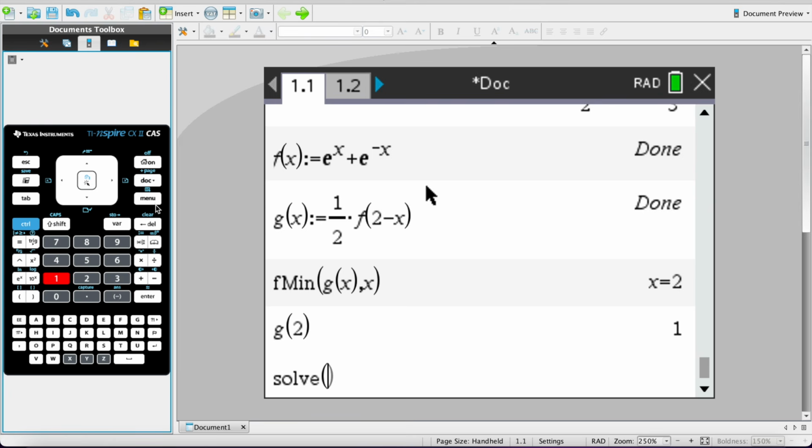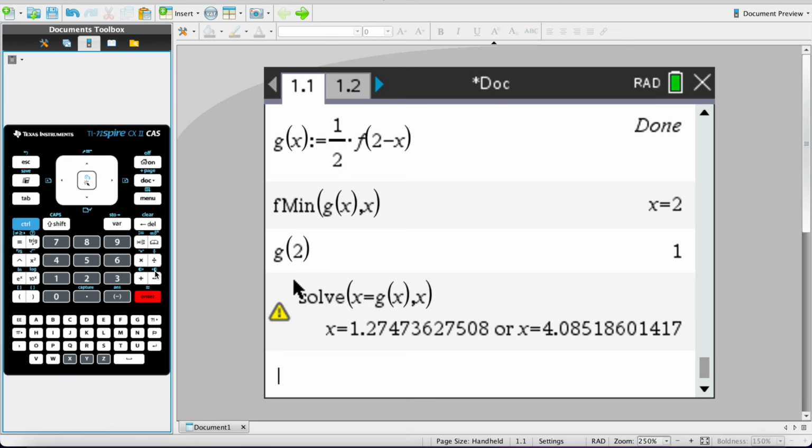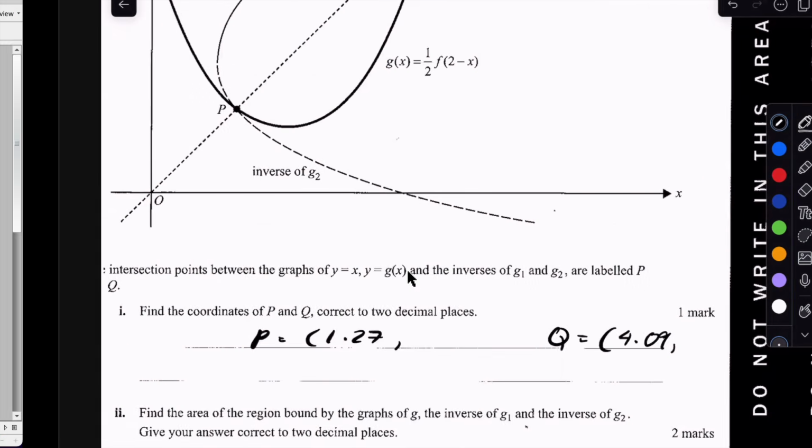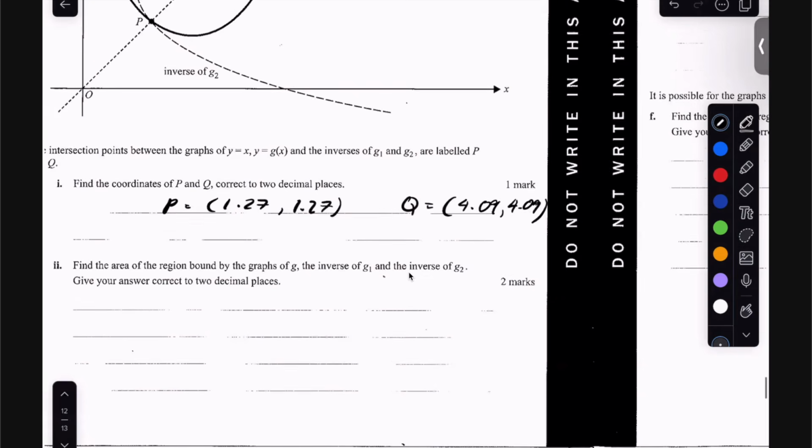Just menu 3 1, x is equal to g of x, comma x, and it's to 2 decimal places. So p is the smaller one, so 1.27, 2 decimal places, and we need the y. And q is equal to 4.09. So we just need to sub these into x. Oh, so if it's x, then the y coordinate is exactly the same. So 1.27 and then 4.09. Find the area of the region bounded by the graphs of g.